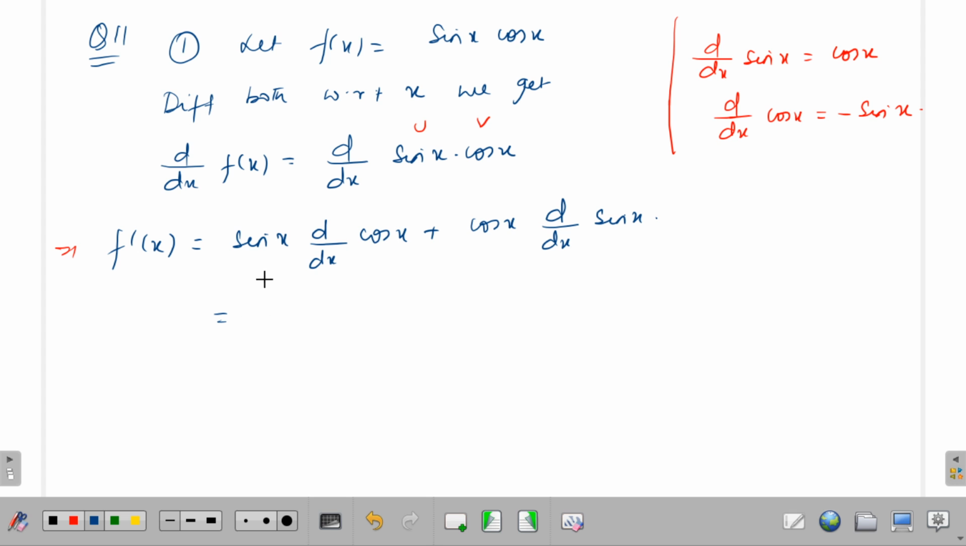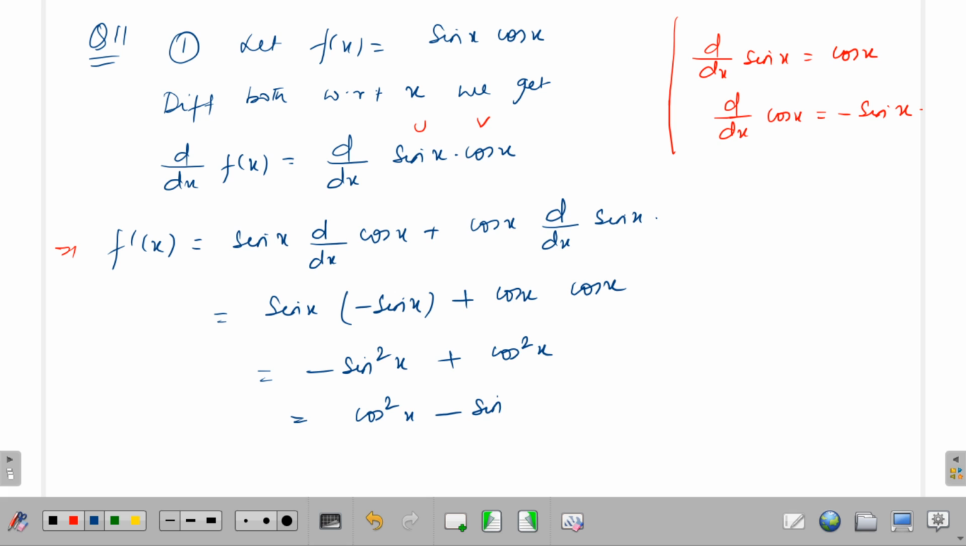So I'm getting, which is nothing more than sin x, and d/dx of cos x is minus sin x, plus cos x, and d/dx of sin x is nothing more than cos x. So I'll be getting the answer minus sin square x plus cos square x, which is nothing more than cos square x minus sin square x. And in trigonometry, we have learned that cos square x minus sin square x is nothing more than cos 2x. So that's your answer for question number 11.1.